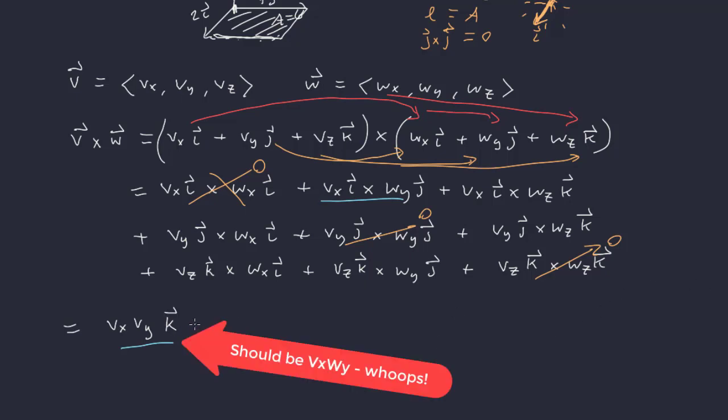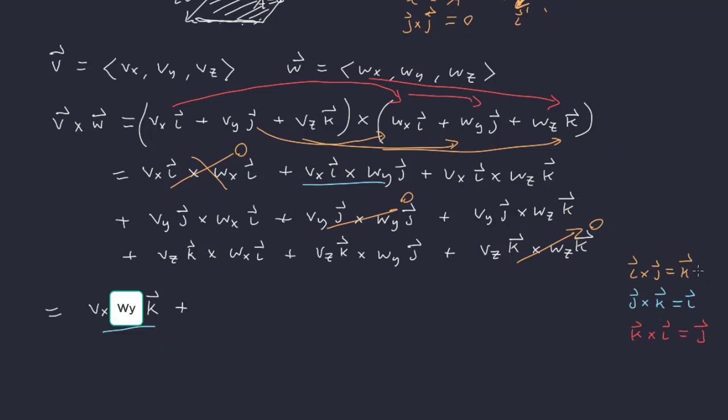Next up, okay, and over here I've put what we had before. I just moved that to here, so we can have it all on one screen. Then we have the I cross K. Well, K cross I is J. That means I cross K is negative J. So this is actually going to be negative Vx Wz J. Okay, so whenever the order is opposite, so order here really matters, we throw in a negative.